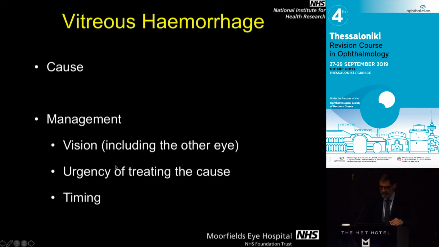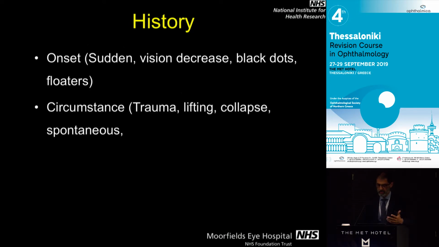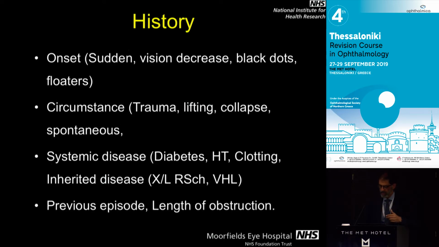And the management depends on vision, urgency if you know the cause, and then timing is often about the other eye and the disability. So history is important. Onset: sudden vision decrease with black dots and floaters. Everyone's seen a vitreous hemorrhage. The circumstance is important. If there's trauma, lifting, collapse, spontaneous, background history of diabetes, hypertension. All of these things are clues to why you might get the vitreous hemorrhage.